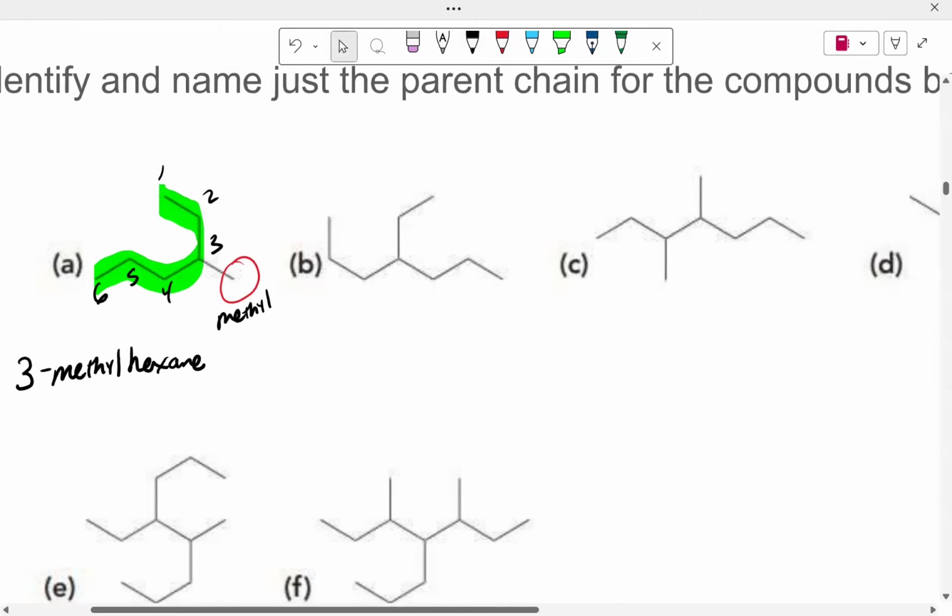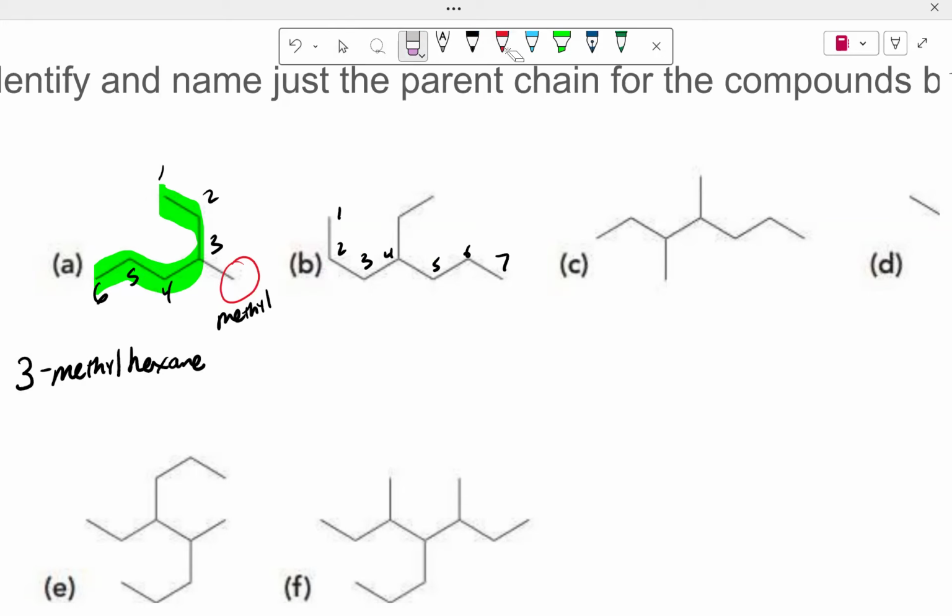All right, let's take a look at B. Again, always start by finding the parent chain. So I could do 1, 2, 3, 4, 5, 6, 7. What would it be this way? 1, 2, 3, 4, 5, 6. So 7 is longer than 6. This is going to be my pathway.